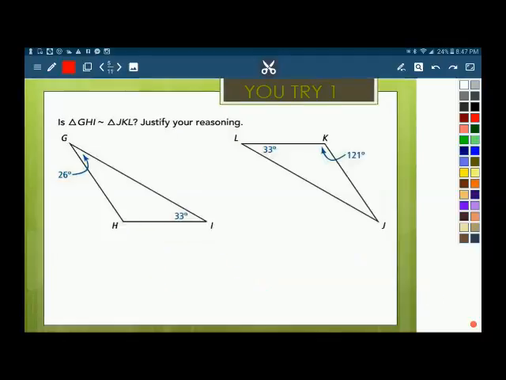Let's have you give this a try in your first U-try. I just want to know, are these two triangles similar? And I want you to justify your reasoning by showing me two sets of angles are congruent to each other. If you cannot find two sets of angles that are congruent, then you cannot conclude that these two triangles are similar.